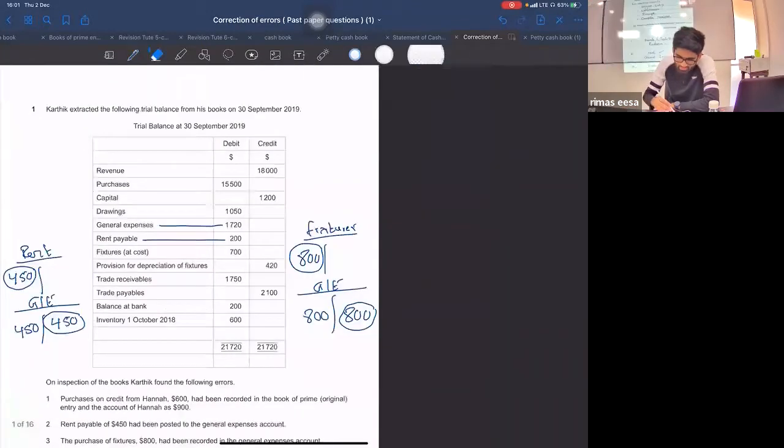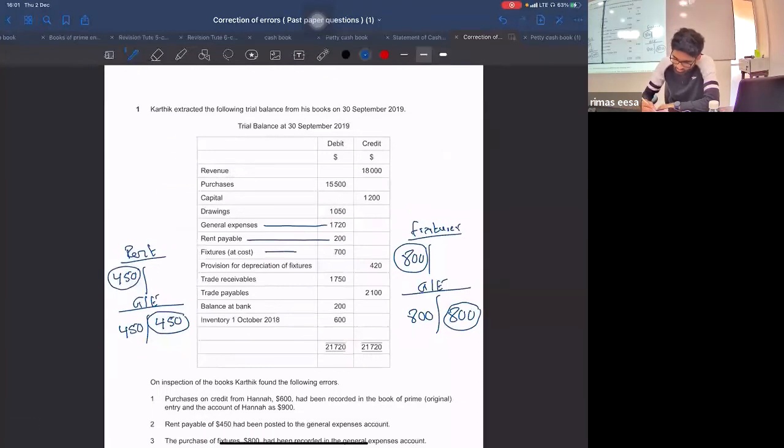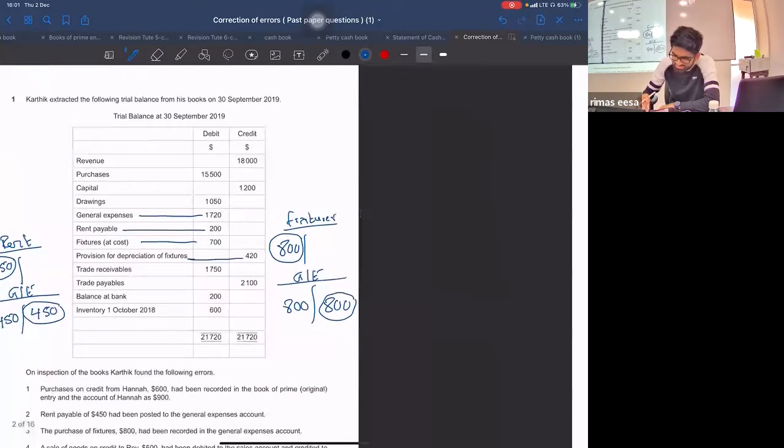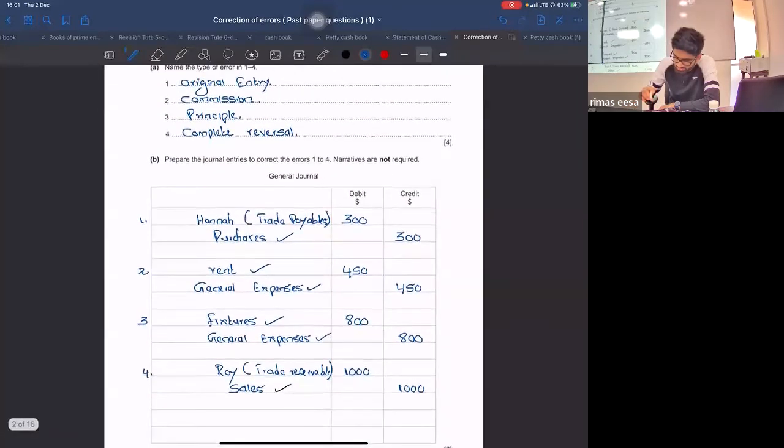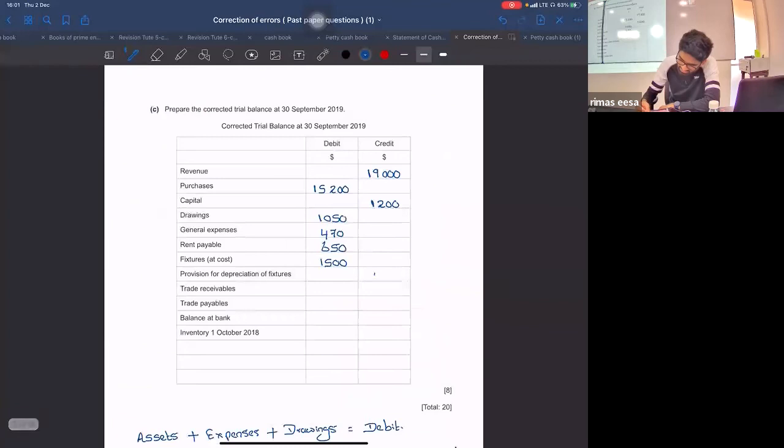Provision for depreciation. You, of course, did not make any adjustment to provision for depreciation. How much is it? 420 on the credit side. You didn't make any adjustments. No. So enter 420 on the credit side.